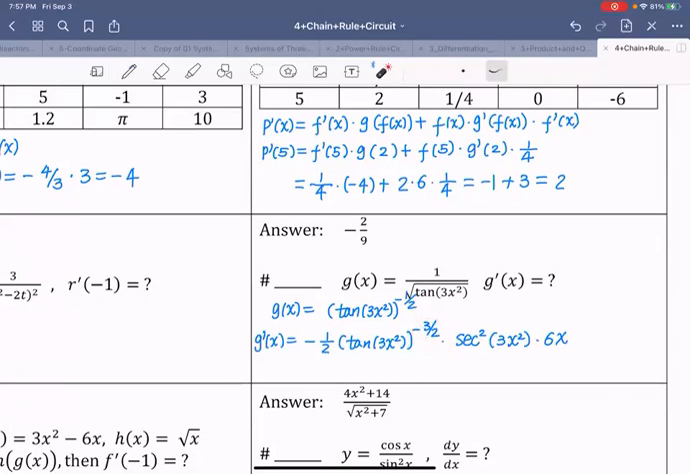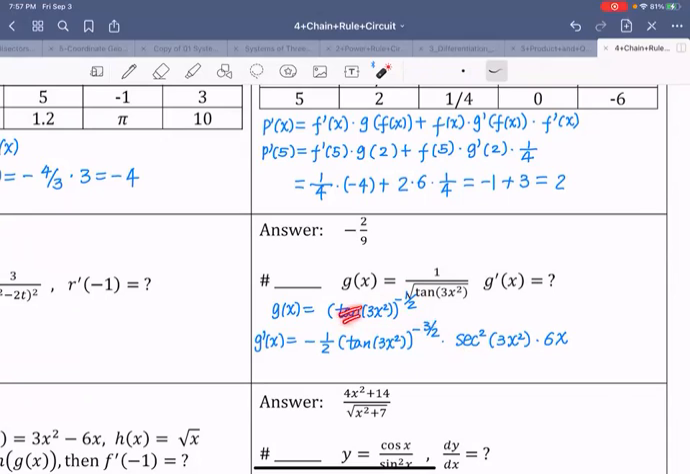Times, you get rid of this layer. You already take care. Let it go. You do this layer. Tangent derivative is secant square. Doesn't matter who is inside. You copy down.